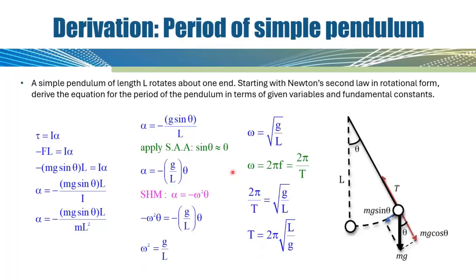Then I can take the square root of both sides. We know that omega is equal to 2 pi f, and frequency is 1 over T, so now I end up with 2 pi over T. I'm going to put 2 pi over T in for omega, so I did that here, equals square root of g over L. Now I'm just going to do some algebra and solve for T, and I end up with T equals 2 pi square root of L over g, which is the period for a simple pendulum.